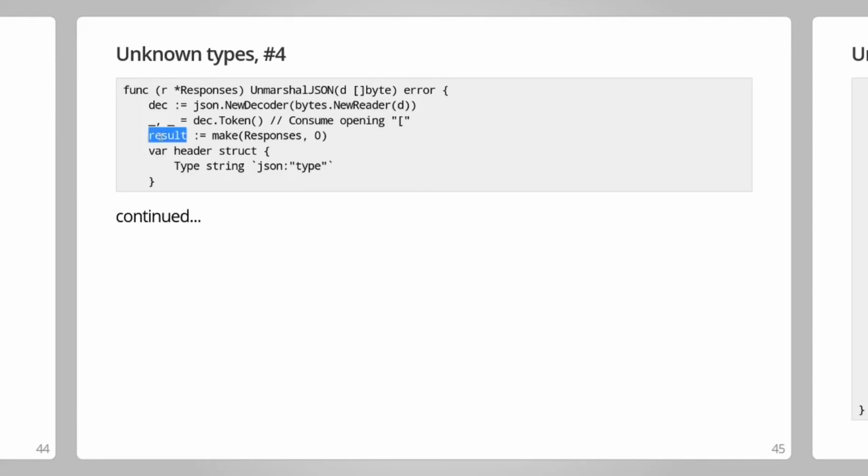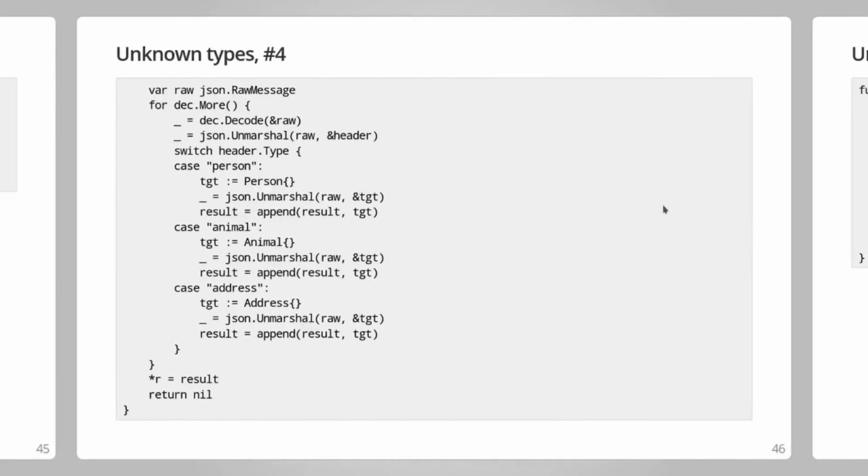Then I create my result output. Now, in this case, I don't know the size of my output, so I can't pre-allocate it. So I just set it to 0 length. And then once again, I create my variable called header, which is of this anonymous struct type, which contains just the type field, same as before. Now my loop is slightly different. Now I still use this json.RawMessage, but I just have a single instance, as you can see, rather than an entire slice. And that's because I need to unmarshal the value twice still.